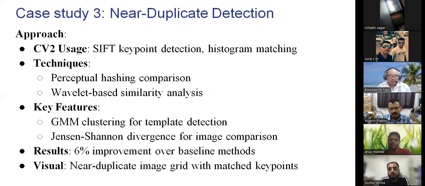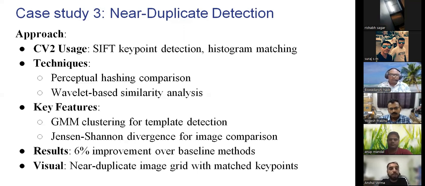GMM, which is also known as the Gaussian mixture model, is used to identify templates or clusters of near duplicate image structure. It helps in classifying and grouping similar looking images in a dataset.